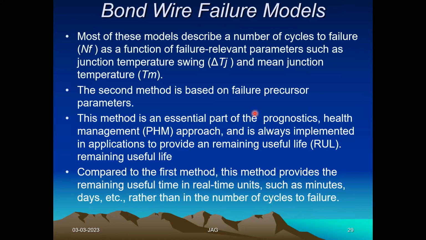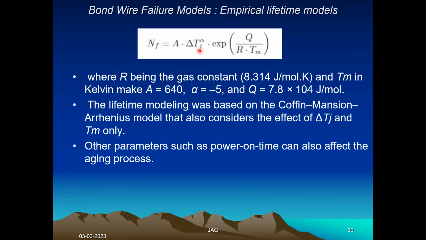So in the empirical analysis also, many standard methods are available. NF is the number of cycles yet remaining, with temperature swing delta Tj and junction temperature Tm. In terms of these three parameters, they have derived an equation to identify the remaining useful life. So NF is equal to A into delta Tj to the power of alpha, exponent Q by RTM. This is one of the empirical equations.